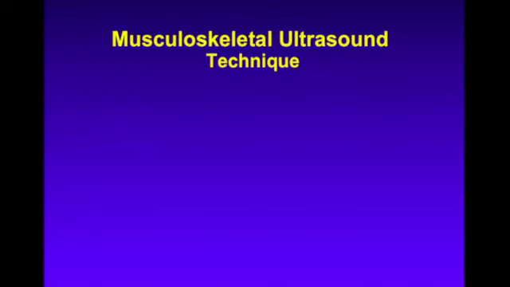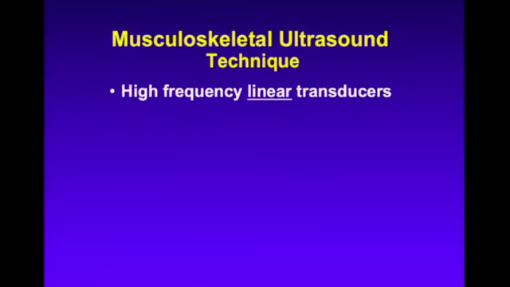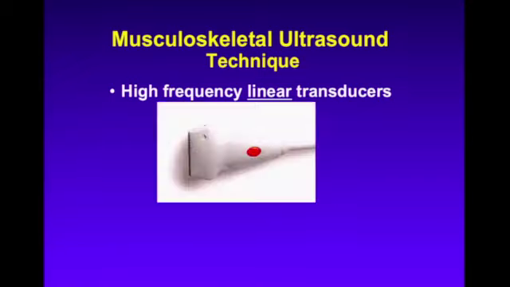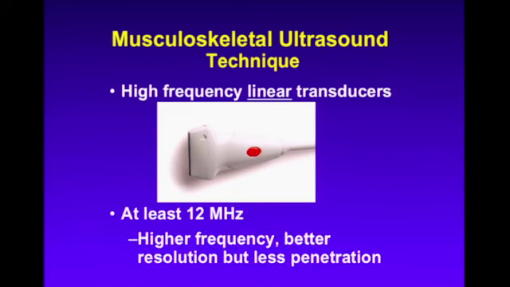Now, in scanning nerves, as in most musculoskeletal structures, we try to use high-frequency linear transducers, and these should be generally at least 12 megahertz. And as we know in ultrasound, the higher the frequency, the better resolution, but less the penetration. So if we are examining a deep nerve, such as a sciatic nerve in the thigh, we may need to go lower than 10 to get the penetration. But certainly for superficial nerves, if you go at least 12 megahertz or more, you're going to see the optimal resolution.